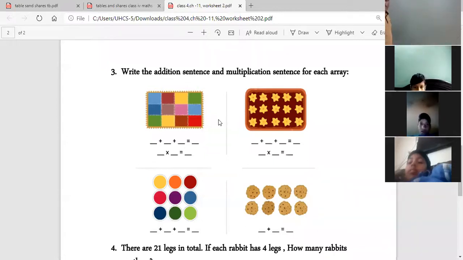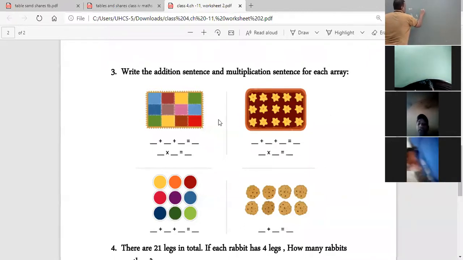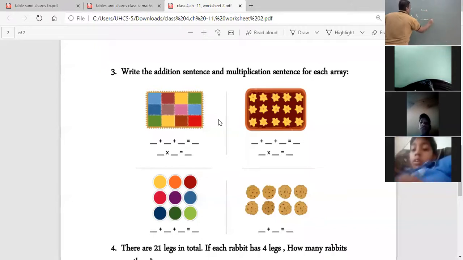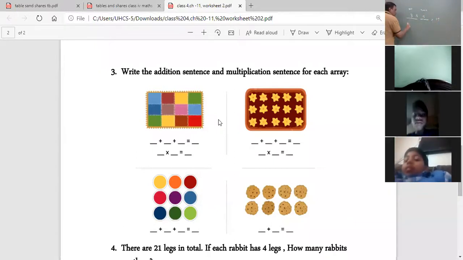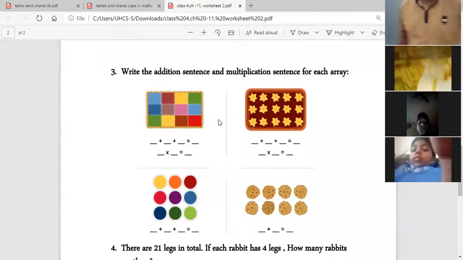What about the next one? 3 rows. Three rows are there. Each row 5 stars are there. So total 15 stars. Otherwise 5 stars, 5 stars, 5 stars, 15 stars. That also can be done.